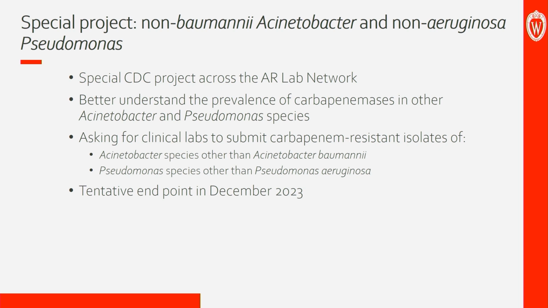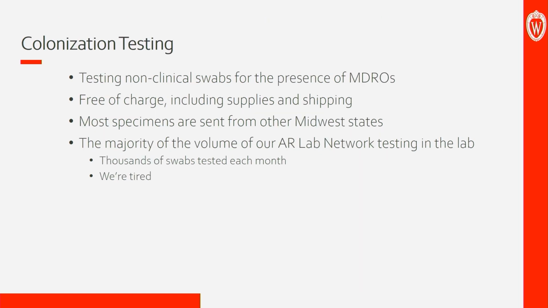We have seen them before, and so we're asking clinical labs to submit carbapenem-resistant isolates of Acinetobacter species other than Acinetobacter baumannii, in addition to the normal Acinetobacter baumannii that you send, and then Pseudomonas species other than Pseudomonas aeruginosa. We have a tentative endpoint on that project of December 2023, but it's going to be up to CDC and how many isolates they get for testing. So that was all isolate testing.